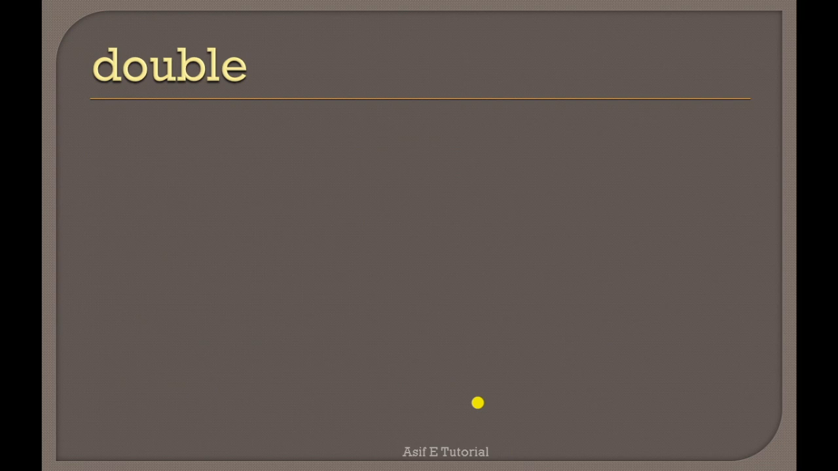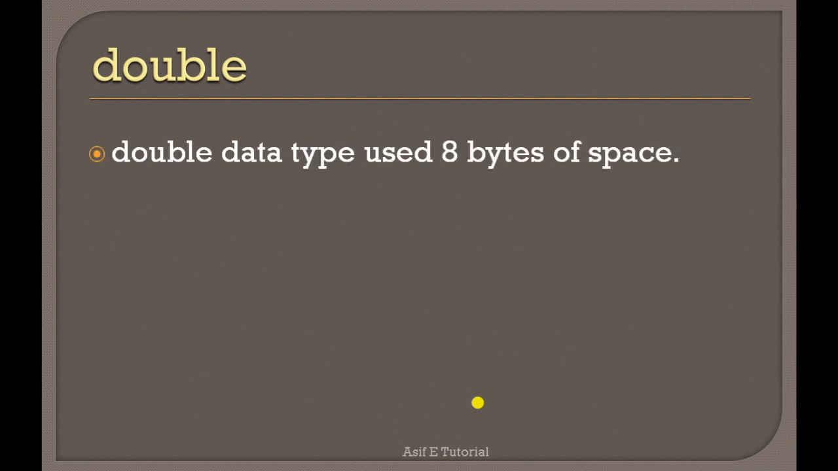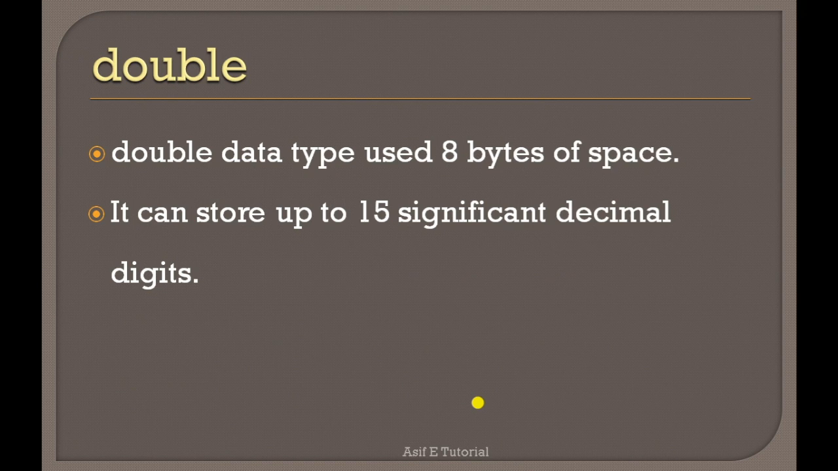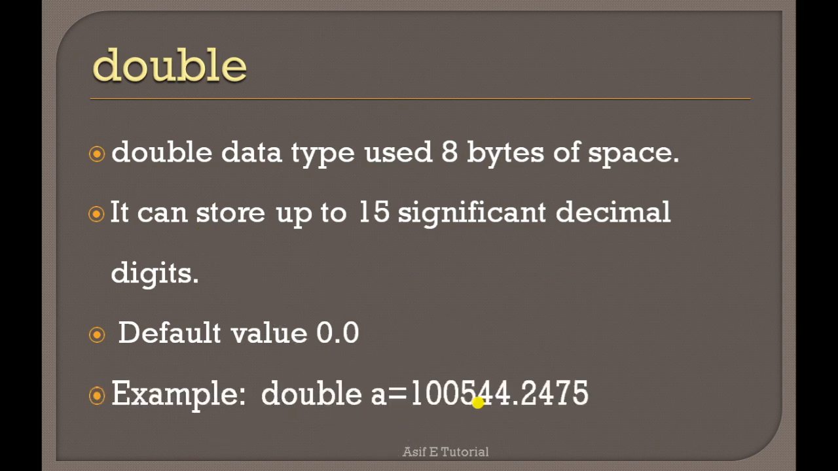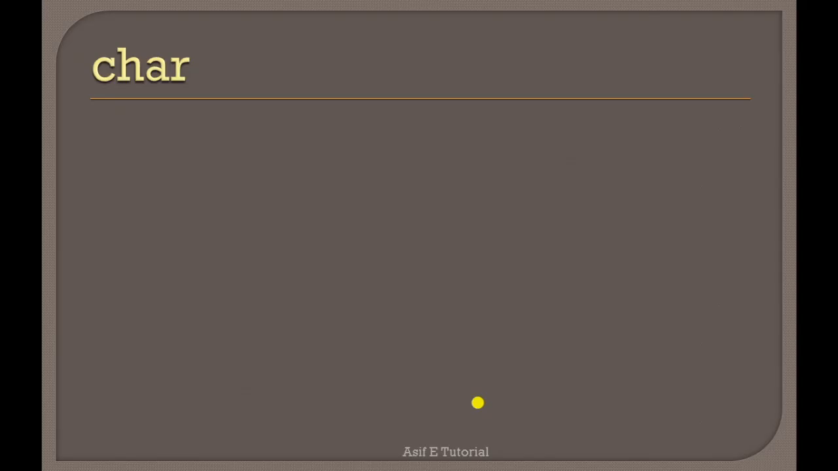if we don't write f, the compiler will consider it as a double value. Next is double. It uses 8 bytes. In double we can store 15 significant decimal digits. Default value is 0.0, and you have to write double, variable name, then any number that you want to store.